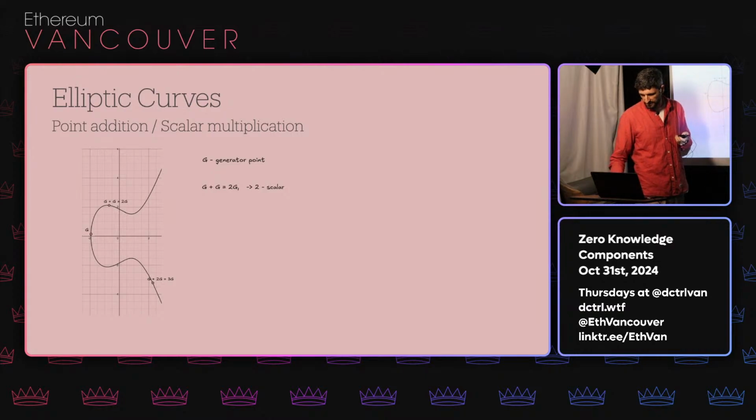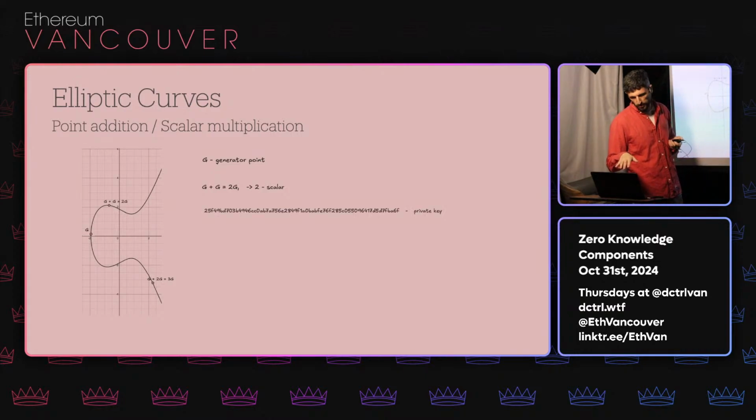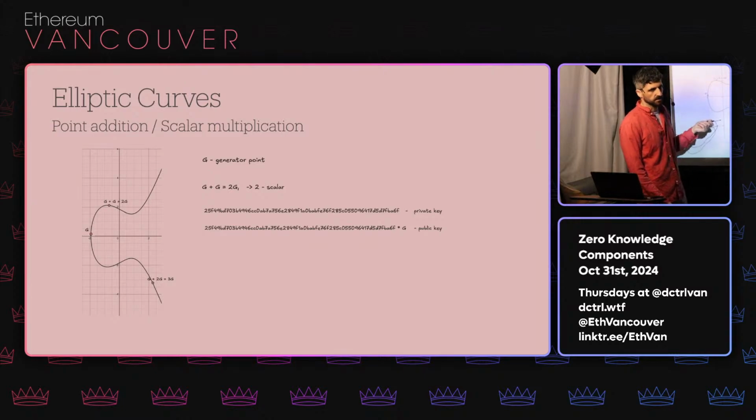Now let's take an example. For example, a private key. Your private key is basically a huge number. So what can you do with it? It's also a scalar. If you multiply it by the generator point, you will get your public key.